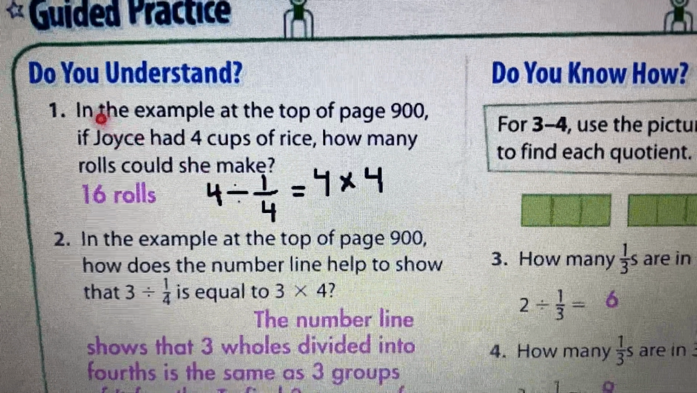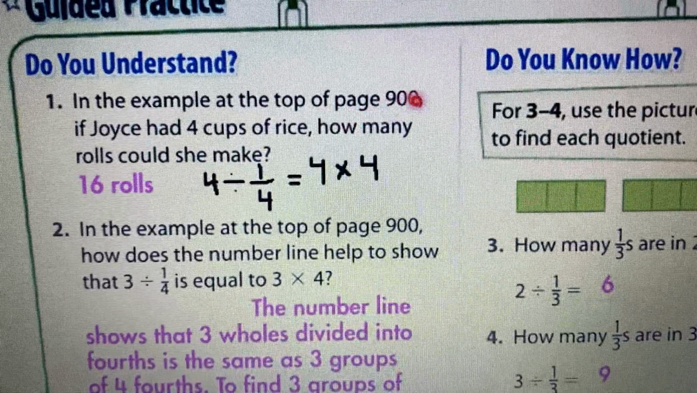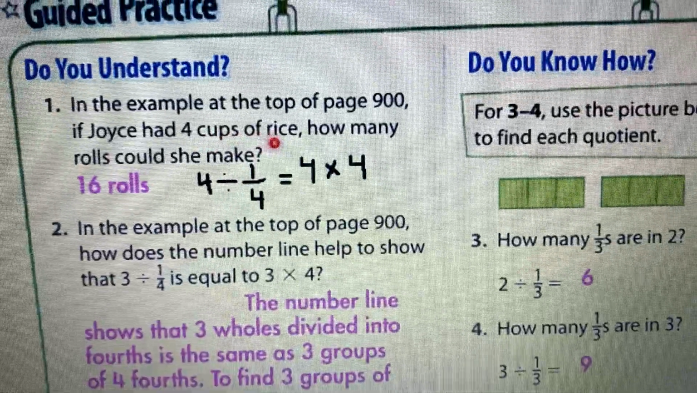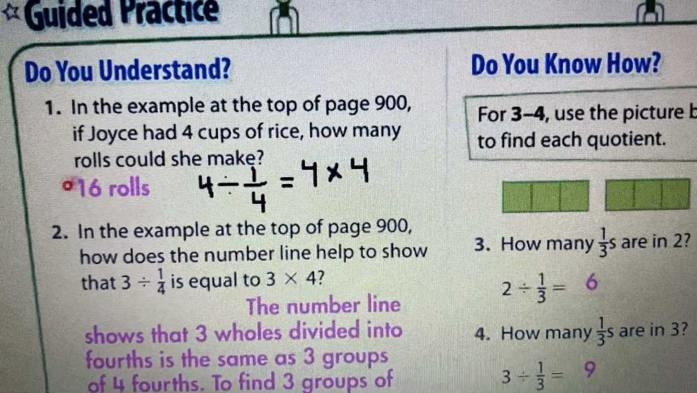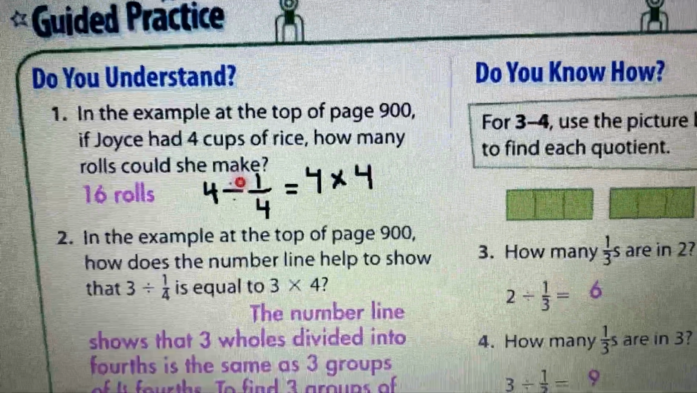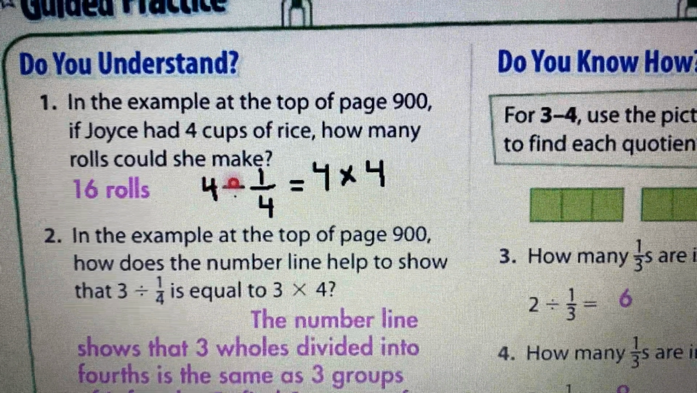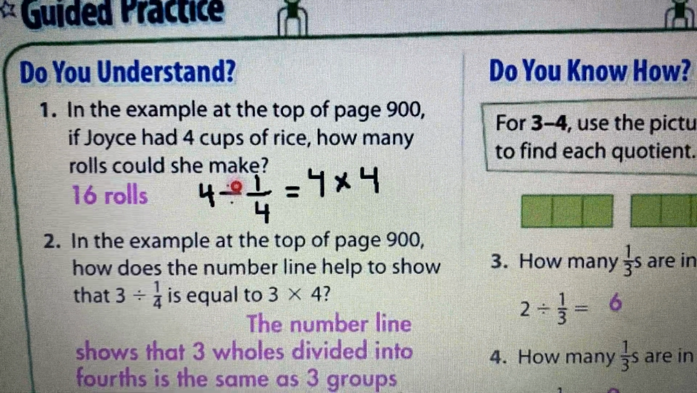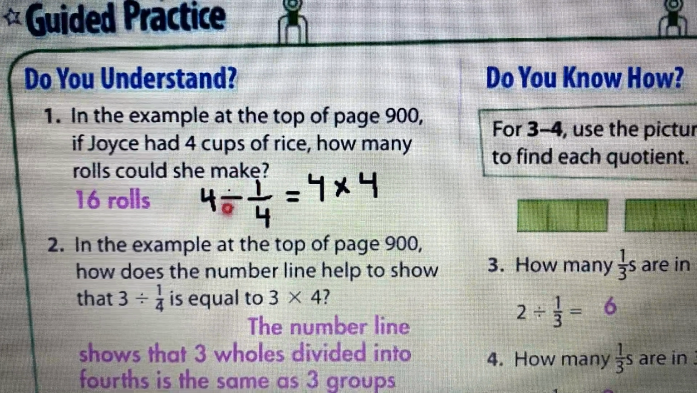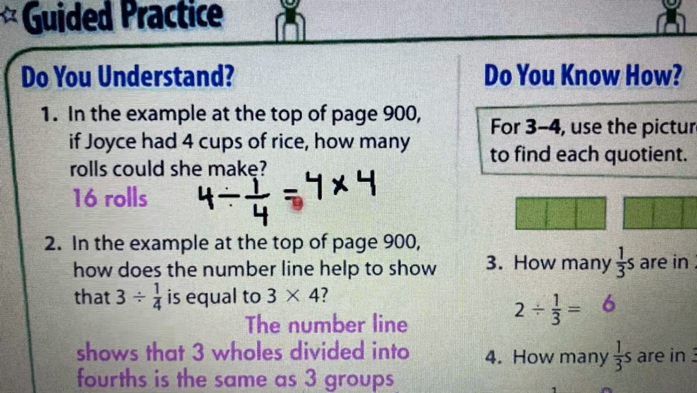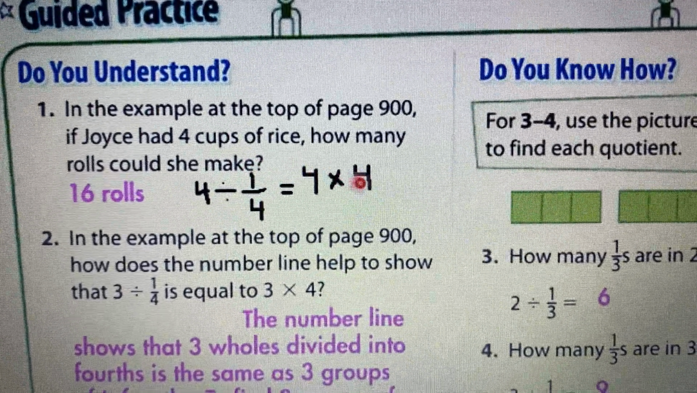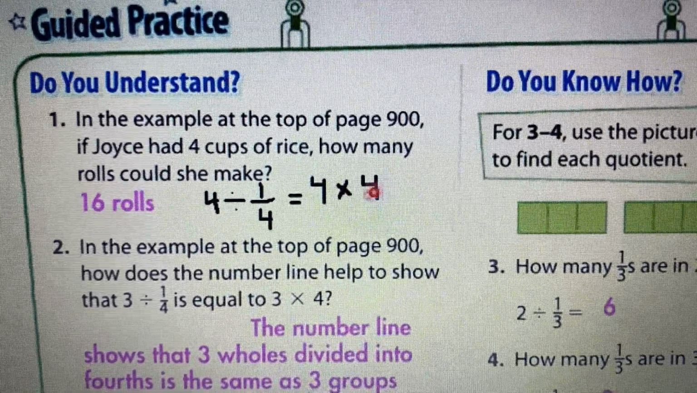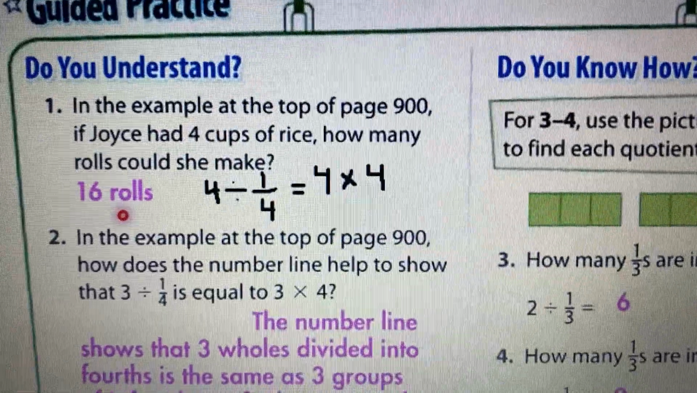Again, look here. In the example at the top of page 900, if Joyce had 4 cups of rice, not 3, 4, how many rolls could she make? Okay, so 4 divided by 1/4. As I told you, I can make it multiplication. Since I'm dividing by a fraction, I will convert it into multiplication and switch the numerator with the denominator, 4 over 1, but no need to write 1, right? So it is 4 times 4, and the answer is 16 rolls.